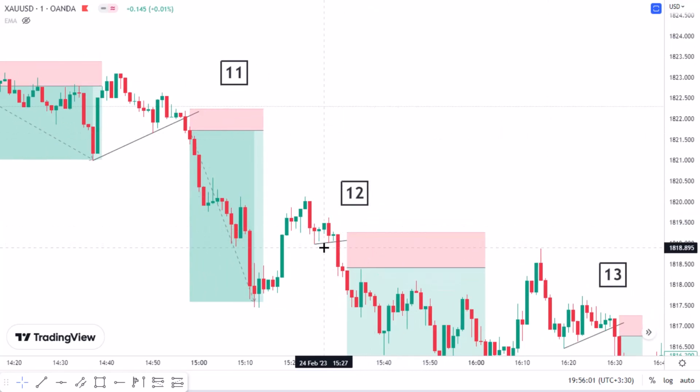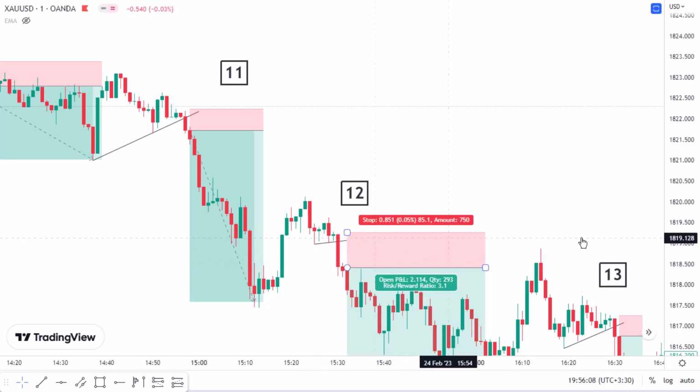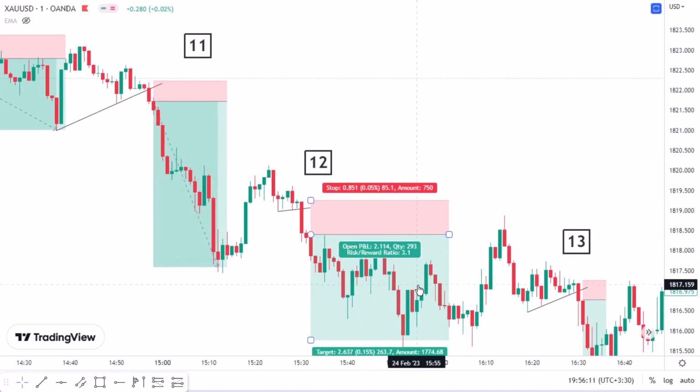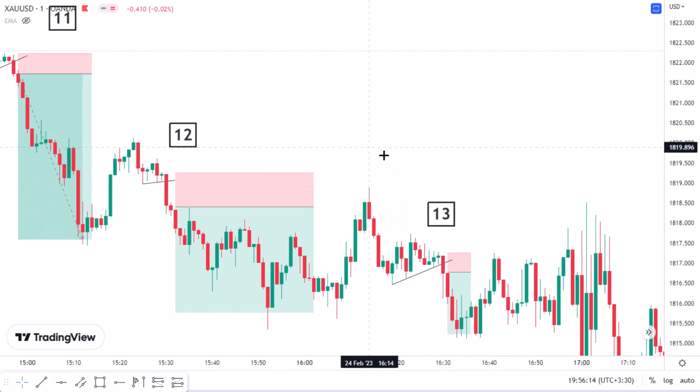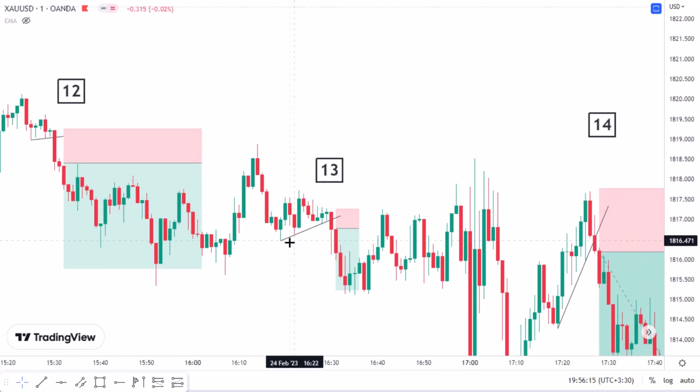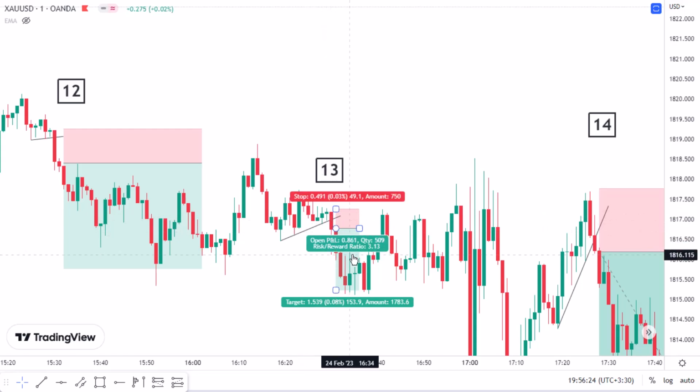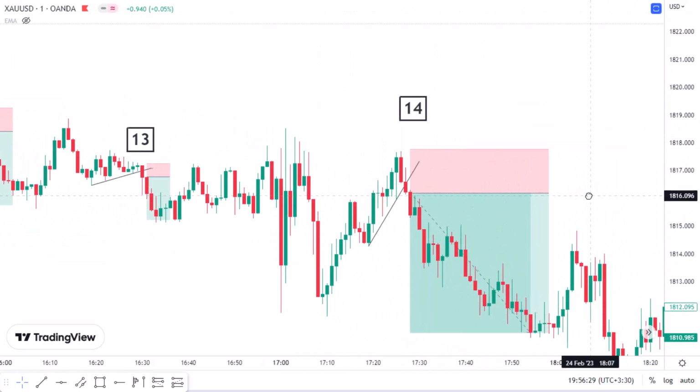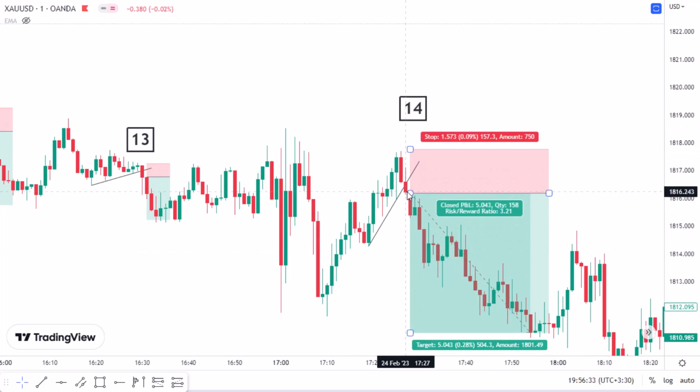On trade 12 we have a small trend line here broken with this candle, enter the position here, put your stop loss above that, look for RR2, which gives us RR3. On trade 13 we have a trend line here with one touch, two touches, three touches. On the fourth time it breaks it, we enter the position here, put our stop loss above that, and it gives us RR3.